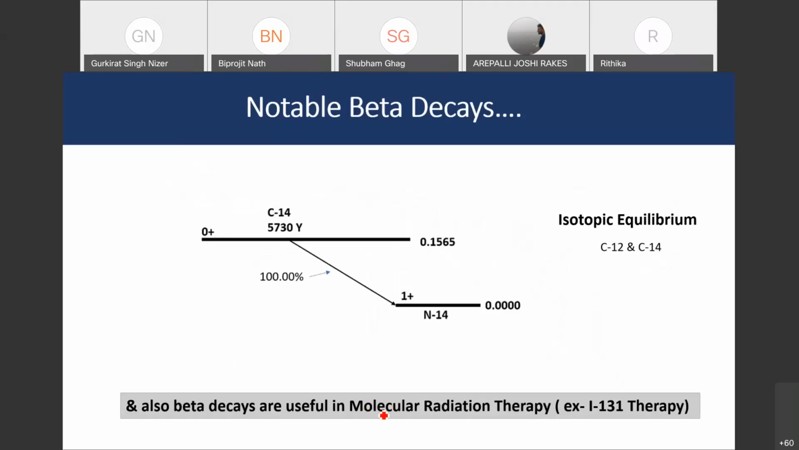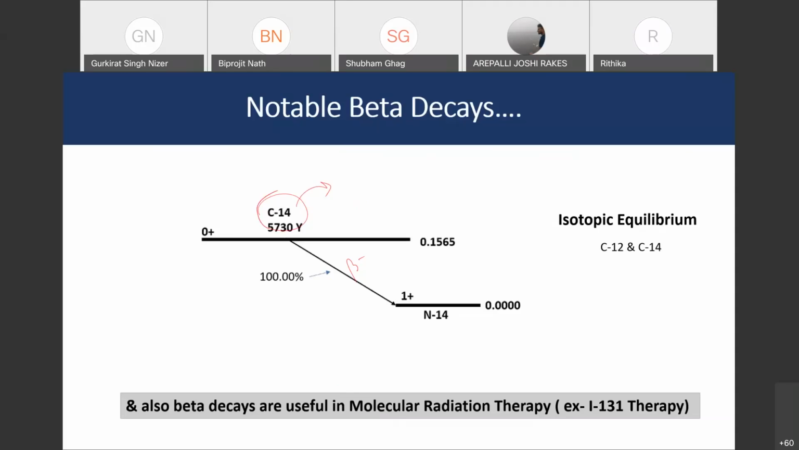So I guess I've talked about how C14 was discovered by Martin Kamen. C14 has a very long half-life of about 5730 years, and it decays to N14 by emitting a beta particle. This C14 has great importance in life sciences because it is used in carbon dating. We know from our childhood that we can use carbon dating, but how is this carbon dating done?